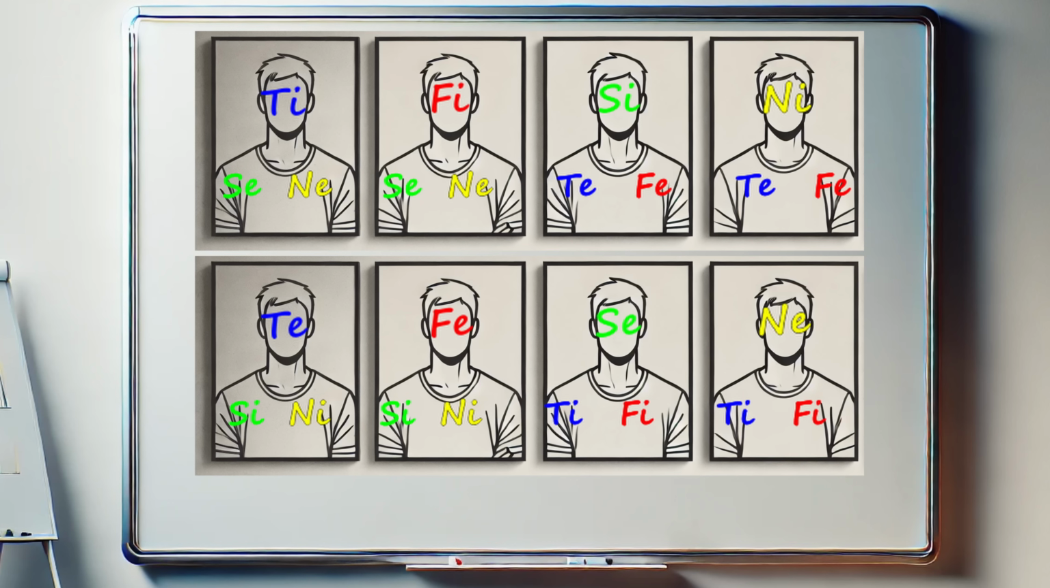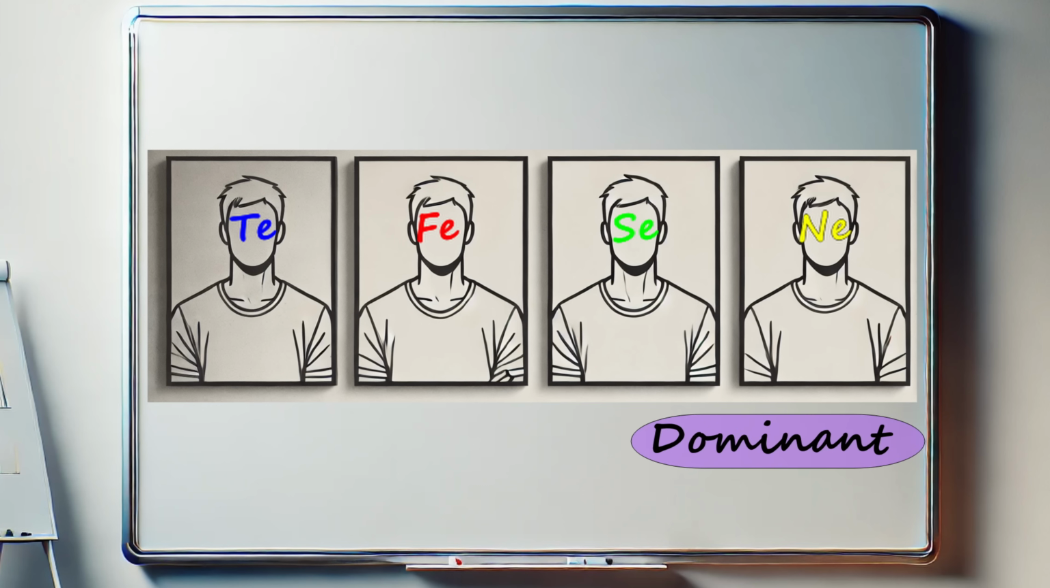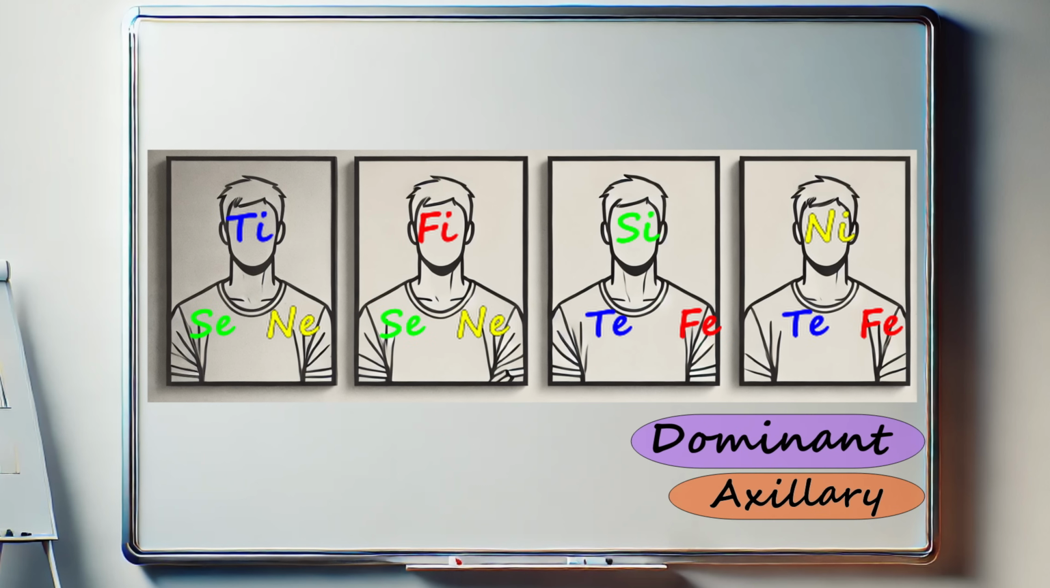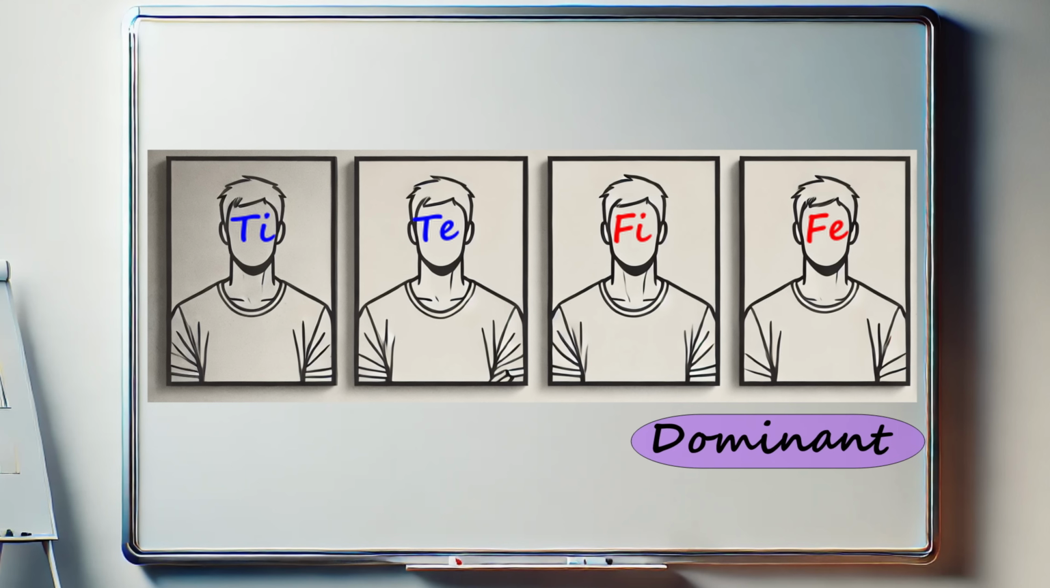Whatever one's dominant function would be, the auxiliary would be inverted. If the dominant is extroverted, then the auxiliary is introverted, and vice versa. And if the dominant is either thinking or feeling, then the auxiliary is either sensing or intuition, and vice versa.